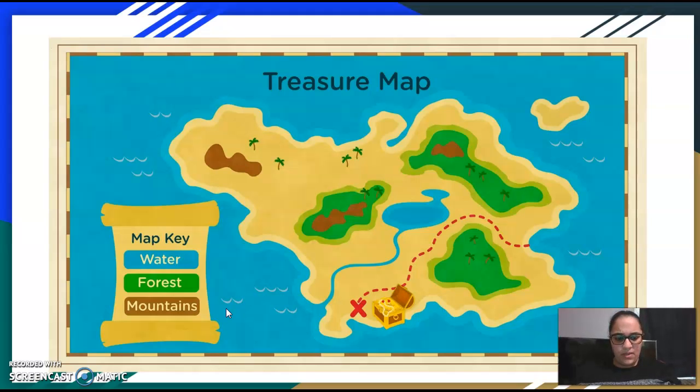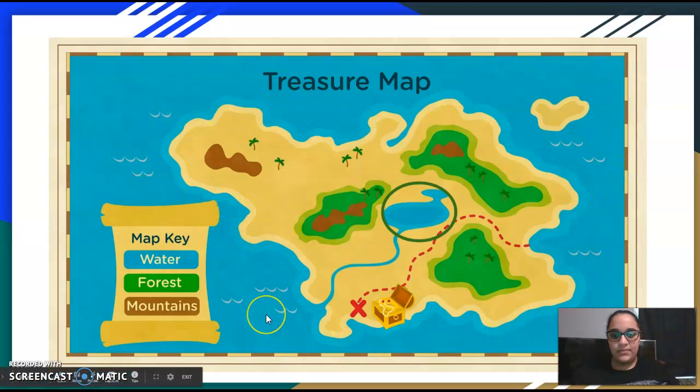So, first things first. How many things of water do we see? Yeah, I see one that's inside of the island of the map. But I also know that since this leads out like a river out here, this is water as well. All of this that surrounds the island. Good job.